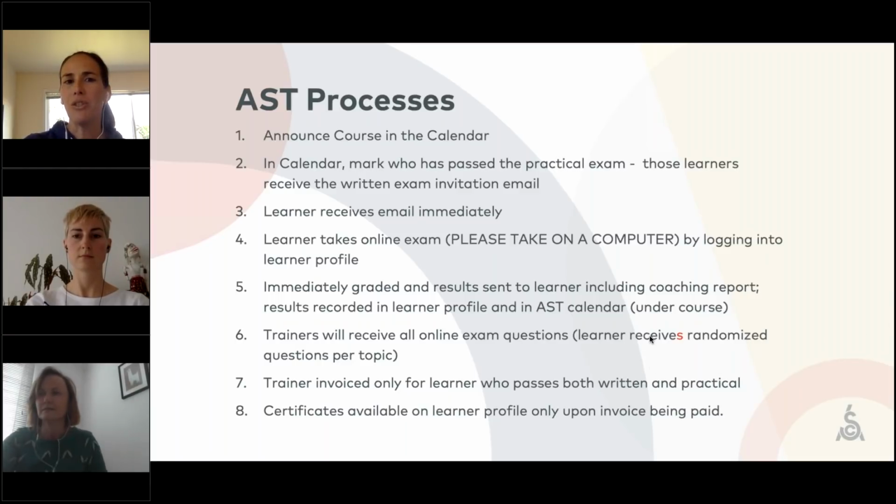So as you have in the past, you'll announce a course in the calendar through your AST portal, and that'll be approved. The course will run, and then in the calendar, when you go back into your portal after the course is finished, you'll mark who's passed the practical exam. So in the past, it's just been pass, fail, request certificates. And now there will be a pass practical exam, and then you will scroll for those people that have passed it. There will be a button that says send written instructions. And immediately when you click that, the learner receives the email immediately, as in point 3. The learner receives the email immediately once you select that, and they get instructions on taking the online exam.